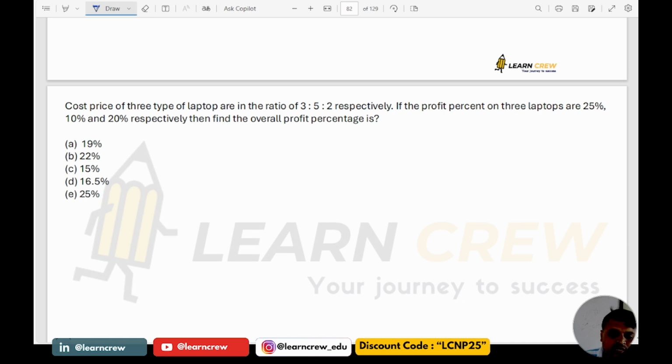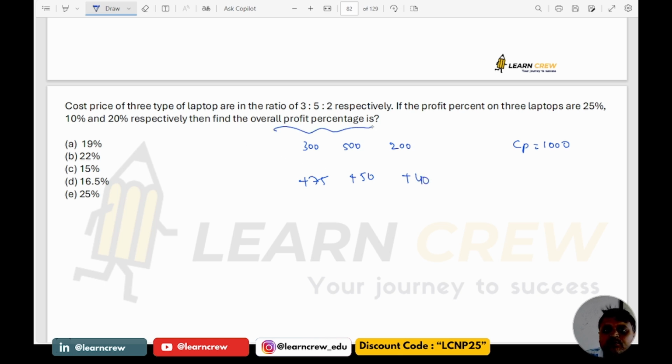Next, the cost price of 3 types of laptops are in the ratio 3:5:2. If the profit percentages on the 3 laptops are 25%, 10% and 20%, then find the overall profit percentage. If it is 300, 500, 200, the overall cost price is 1000. On the first one the profit is 75. On the second one, the profit is 50. On the third one, the profit of 20% means 40.